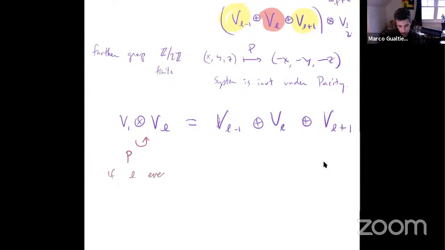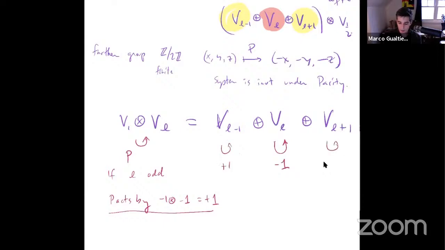If L is even, let me put odd first. If L is odd, then parity acts by -1 tensor -1, which is +1. But if we look at the right-hand side, parity will also act on the right-hand side. How does it act here? Well, I assumed that L was odd, and therefore that parity should act by -1 on it. And if L is odd, then these two are even. And it would act by +1 and +1 here.